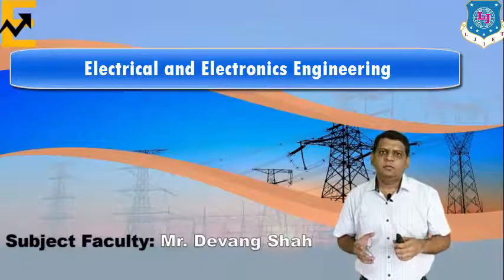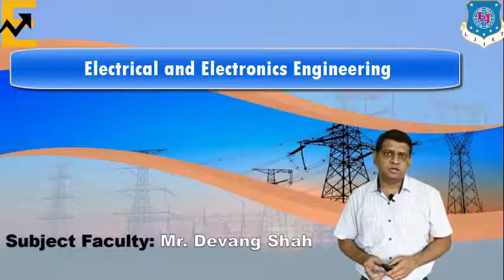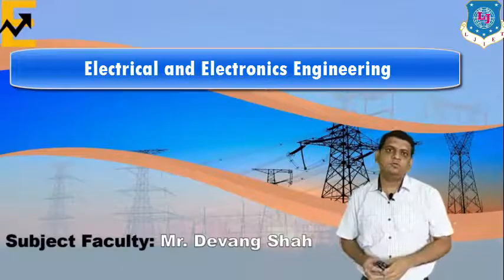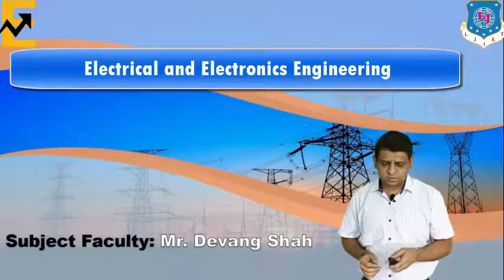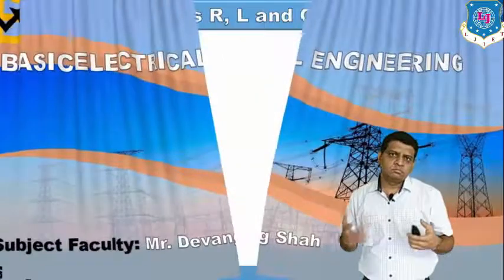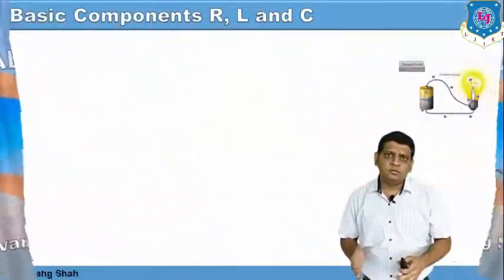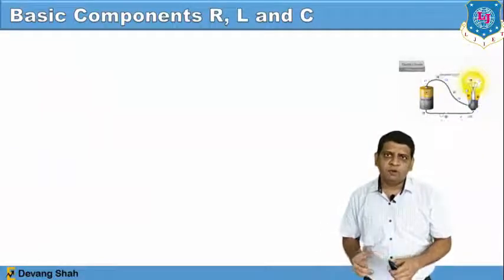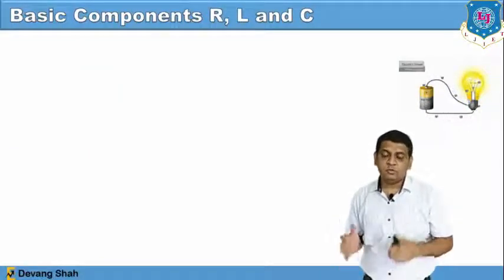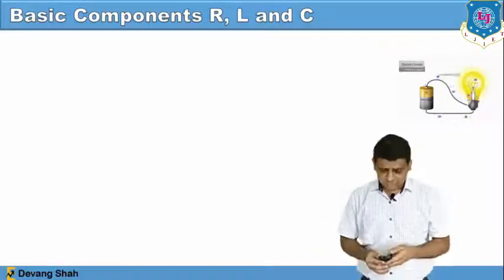Today, let's start and discuss the basic components of electrical circuitry. There are three basic components of electrical circuitry: resistance, inductor, and capacitor. Just as to survive in this world we require the primary things, roti, kapda, makan, in the same way, to design electrical circuitry we require resistance, inductor, and capacitor.